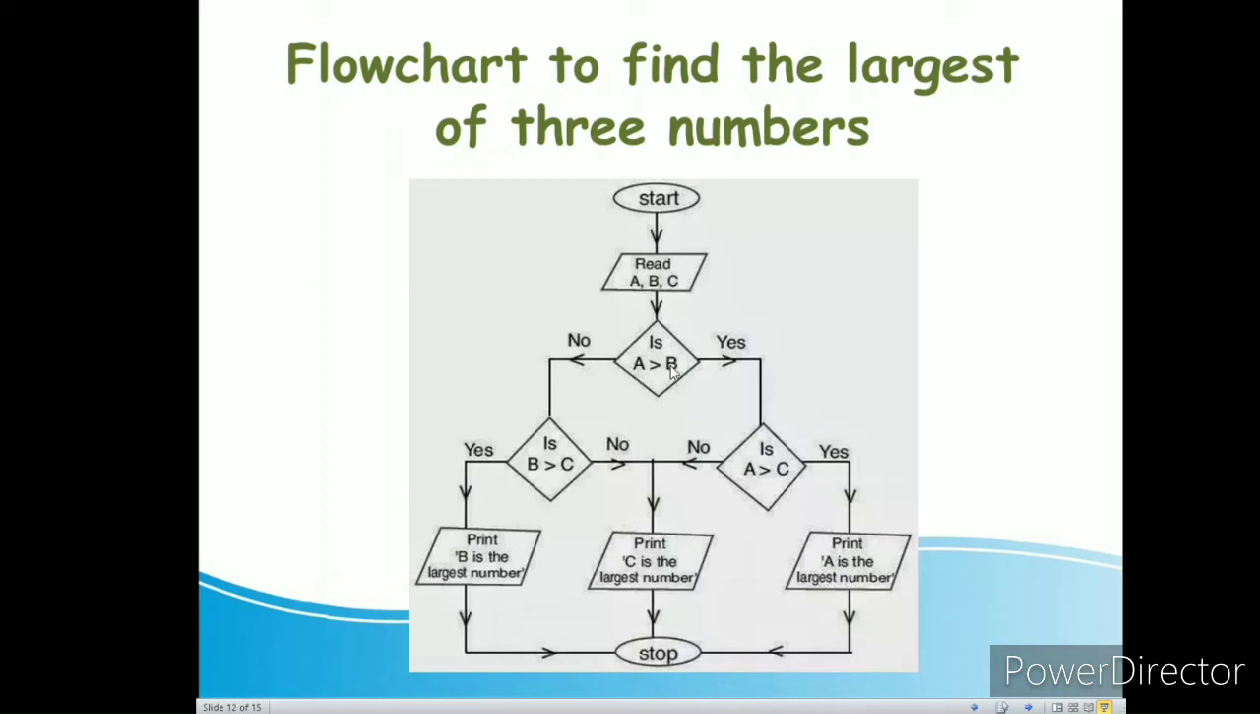If A is not greater than B, that means B is greater than A. Then we check whether B is greater than C also. If yes, then B is the largest number. Otherwise, if A is not greater than C, and B also is not greater than C, then obviously C is the largest number. So this is the output parallelogram we are talking about. Then all of them, whether it comes this way or this way, we have to stop. So this is a simple flowchart of the algorithm to find out the largest of three numbers.